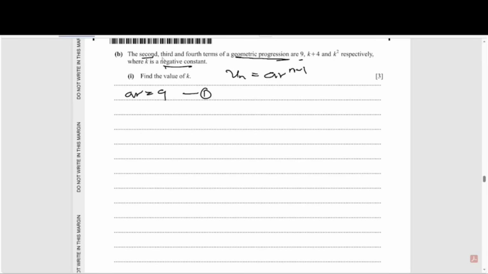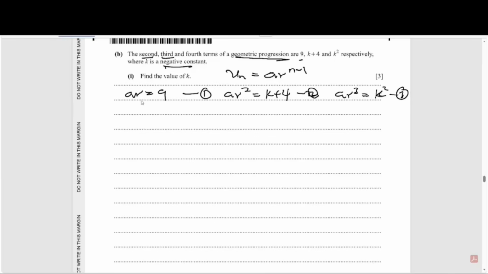Now next is the third term, which by the same formula gives us ar squared is equal to k plus 4. This is the second equation. And lastly, the fourth term, which is ar cubed, is equal to k squared. And I'll name this equation 3.